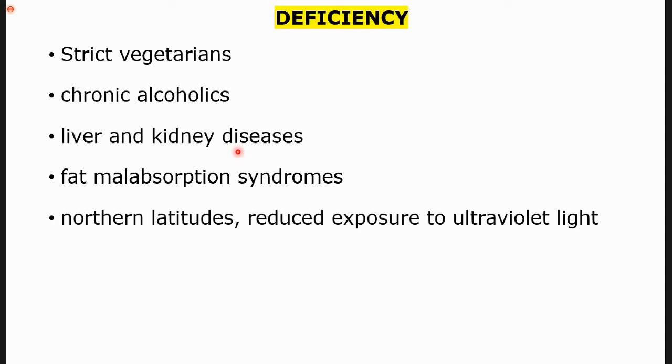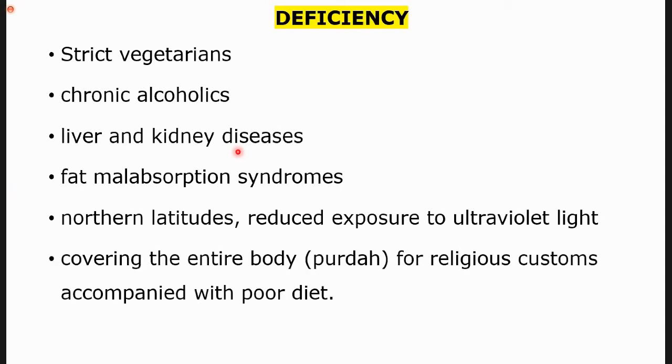Northern latitudes, reduced exposure to ultraviolet light also lead to vitamin D deficiency. Covering the entire body for religious customs accompanied with poor diet. However, you may disagree, but it's written in one of the books, so I thought it's important to mention here. But obviously, you can disagree. So, strict vegetarians, chronic alcoholics, liver and kidney diseases, fat malabsorption, northern latitudes, reduced exposure to ultraviolet light, covering the entire body for religious customs accompanied with poor diet can lead to vitamin D deficiency.